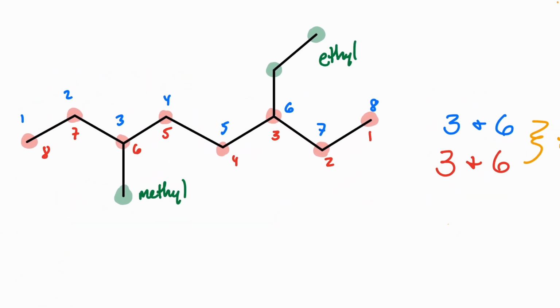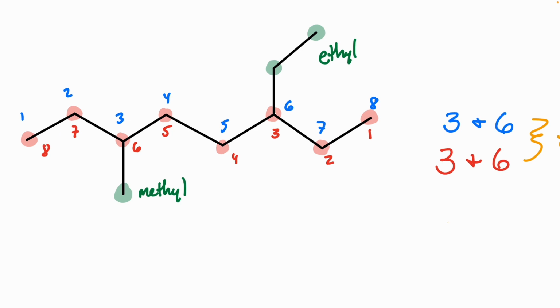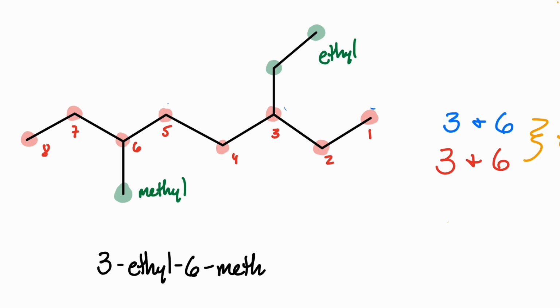So we can see that in this case, ethyl comes before methyl. So which numbering scheme would I pick, red or blue? Red. I'm going to pick the numbering scheme, since there's a tie, that gives the first in alpha order the lower number. So 3-ethyl, 6-methyl octane.